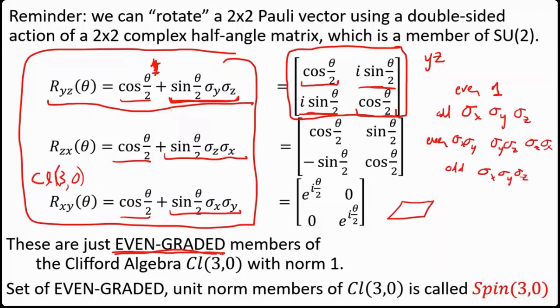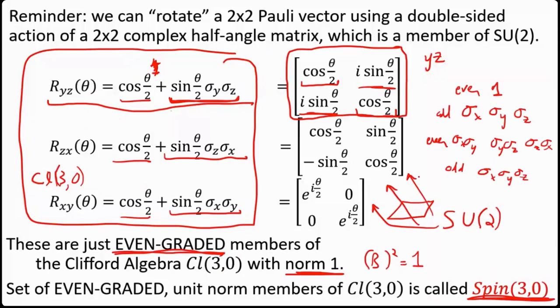The even graded members with norm 1, so that they square to 1, are called the spin group for that Clifford algebra. And basically they correspond to rotations. Like again, these are members of SU(2) basically. So Spin(3,0) is actually the same thing as SU(2). The matrix interpretation is just SU(2).